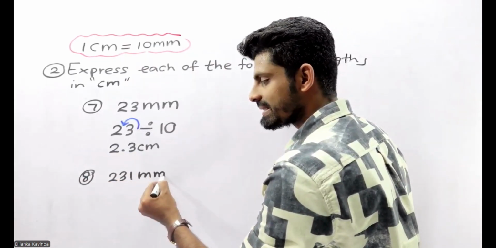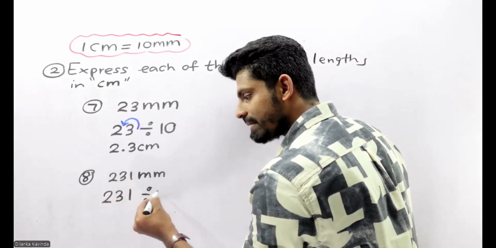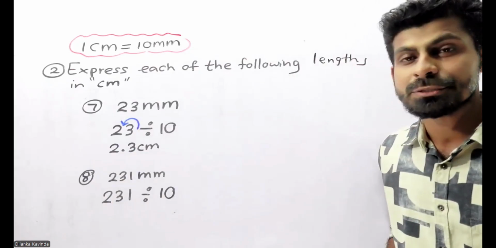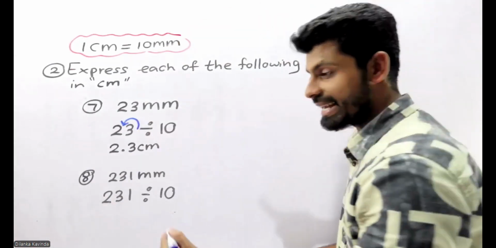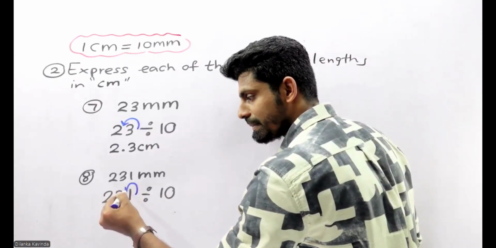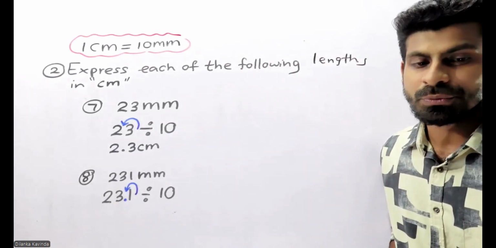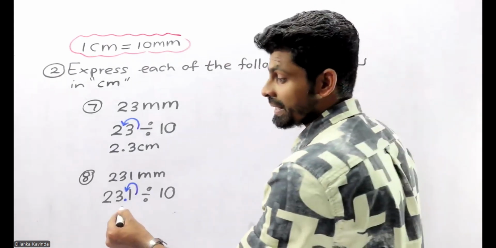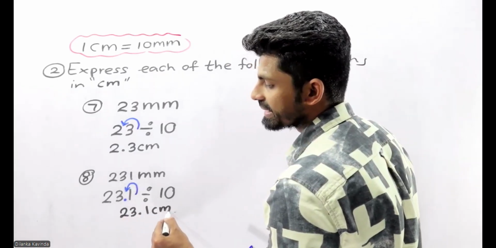Question number 8. 231 millimeters. 231 divided by 10. So that means one decimal place moving to left. The dot moves here. So what is the answer? 23.1. 23.1 centimeters.